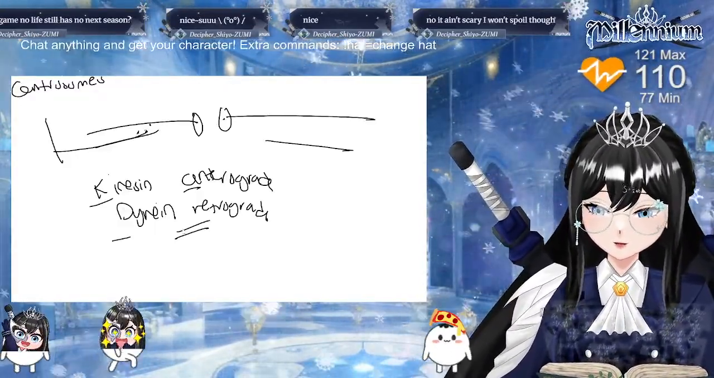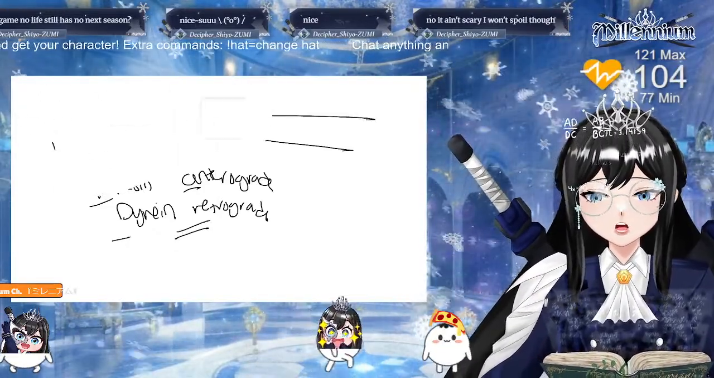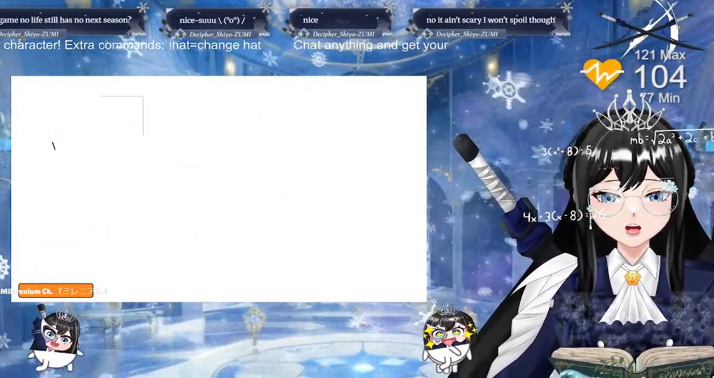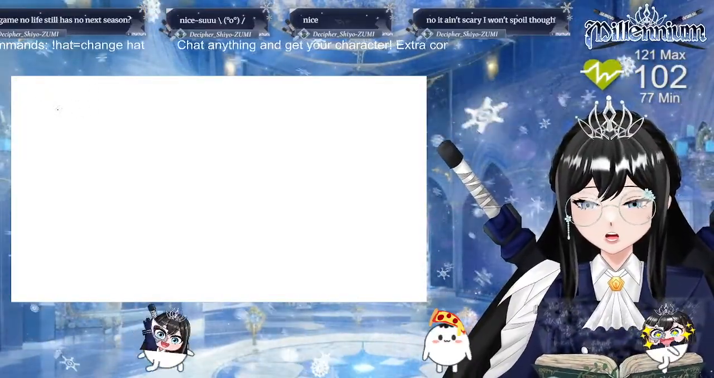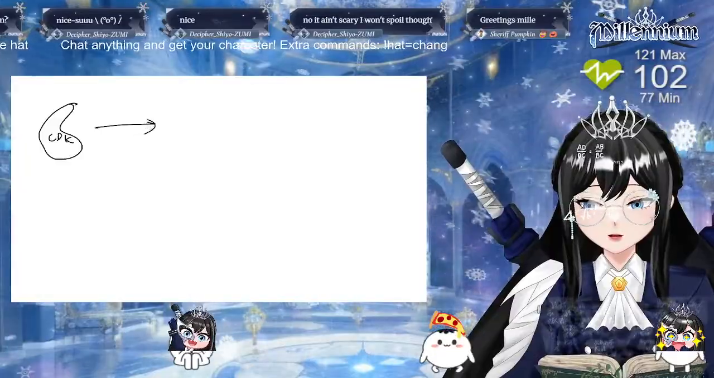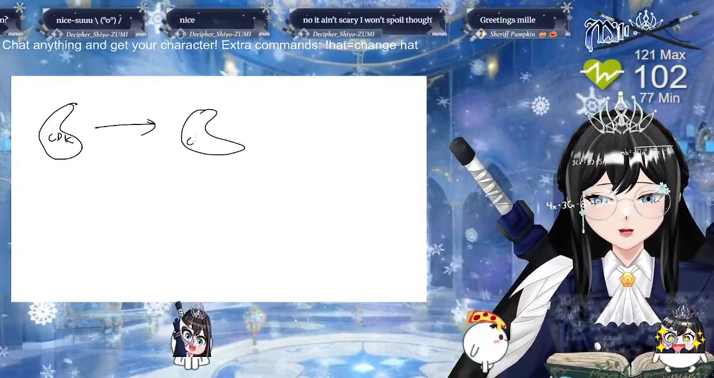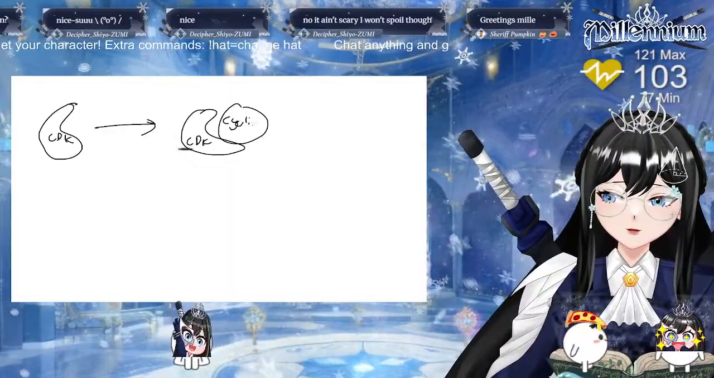Now, I drew this earlier. We mentioned how the CDK is tsundere. So, this is a CDK, your normal tsundere. And then if a cyclin attaches to it, the main character.